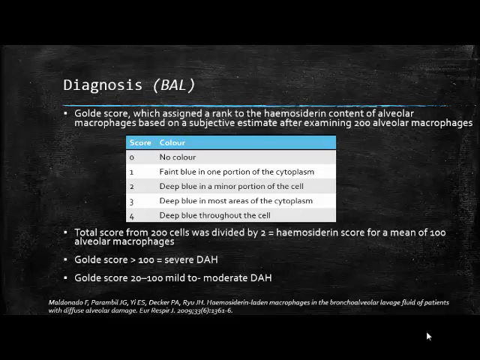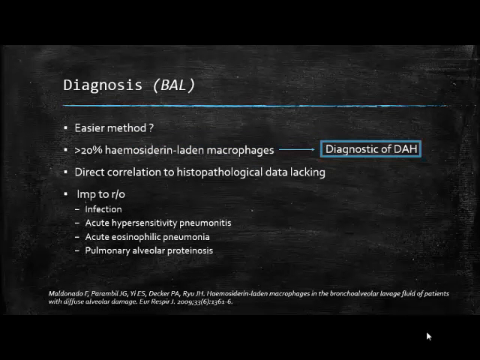On the other hand, if it was between 20 and 100, that means the patient has mild to moderate DAH. This is cumbersome. Just more than 20% hemosiderin-laden macrophages are enough to call a diagnosis of diffuse alveolar hemorrhage. Not only that, but BAL is important in order to rule out infection, acute HP, acute eosinophilic pneumonia, as well as PAP.